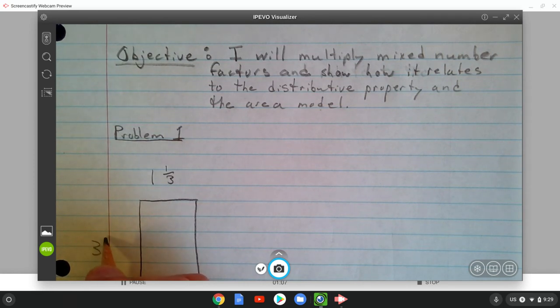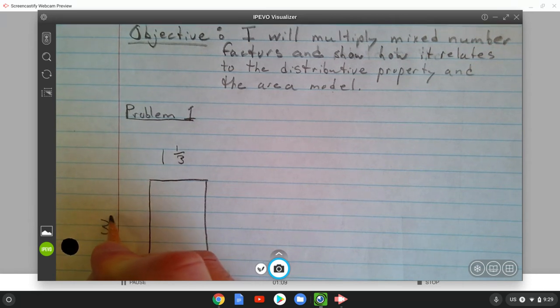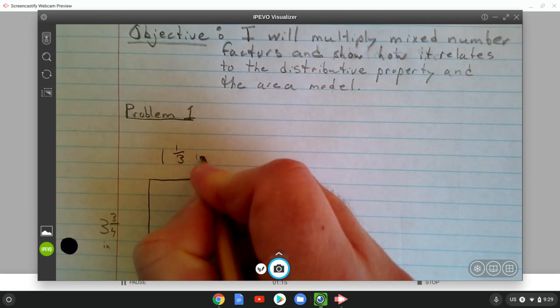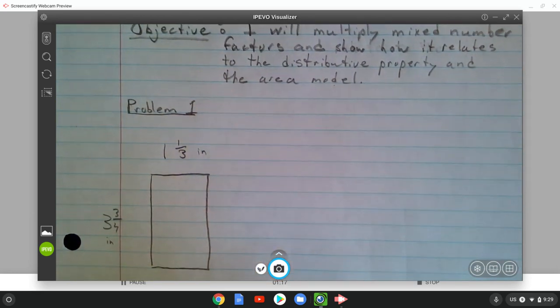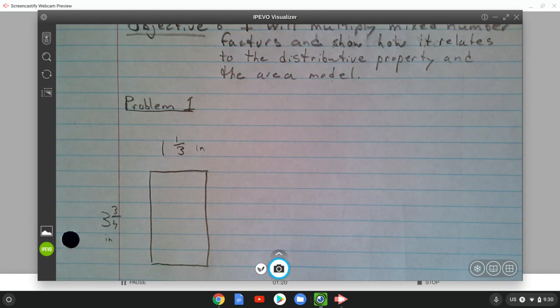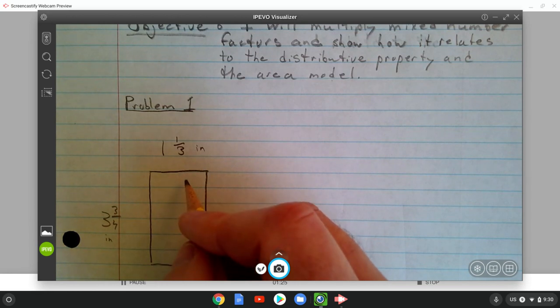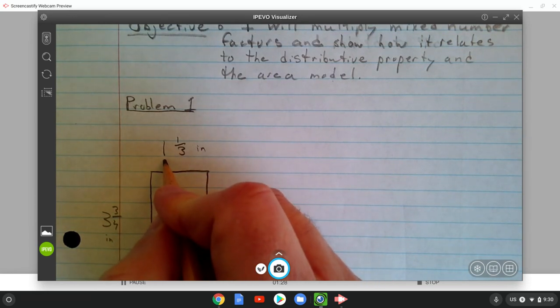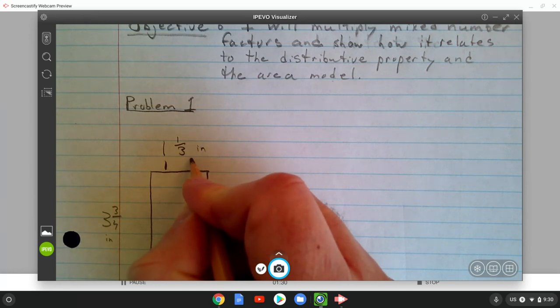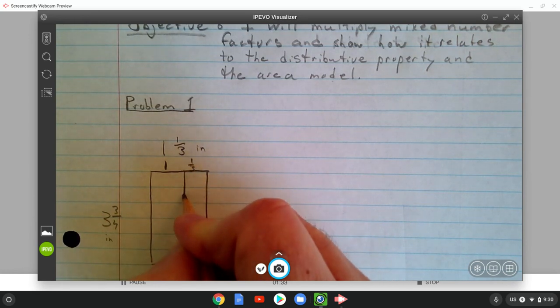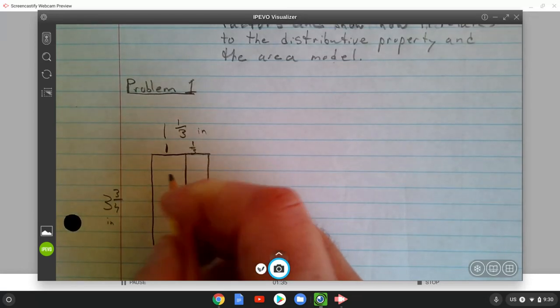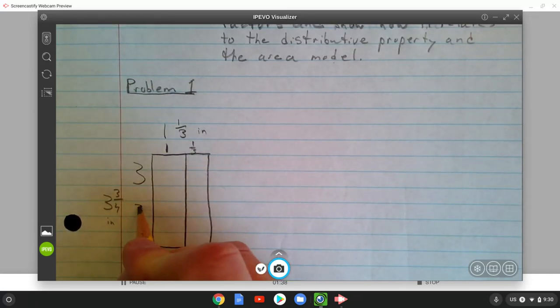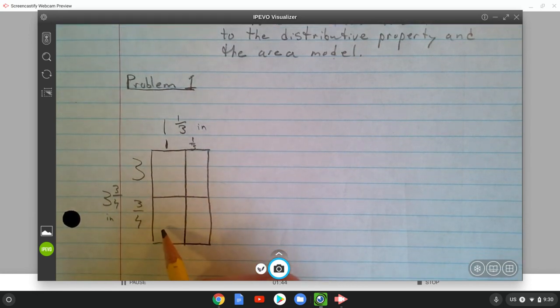All right, so this is a rectangle that is 3 3/4 inches by 1 1/3 inches. You can find the area lots of ways. I want you to look at the area model here. If we did the area model, we would do 1 plus 1/3, and 3 plus 3/4, something like this. That was terrible, because this should be a little small piece, right?